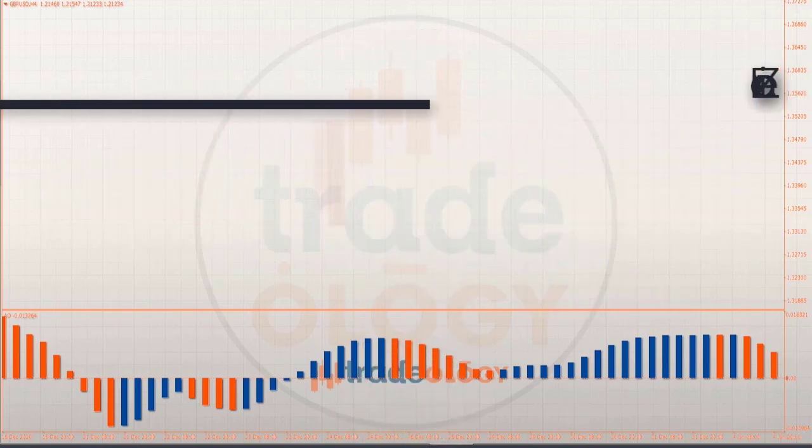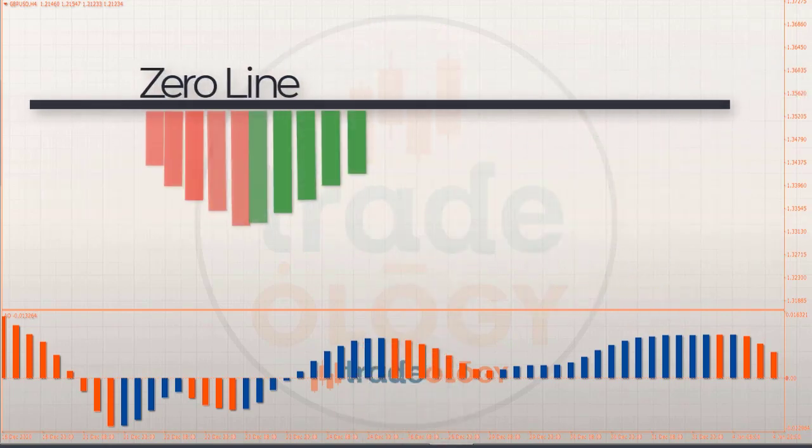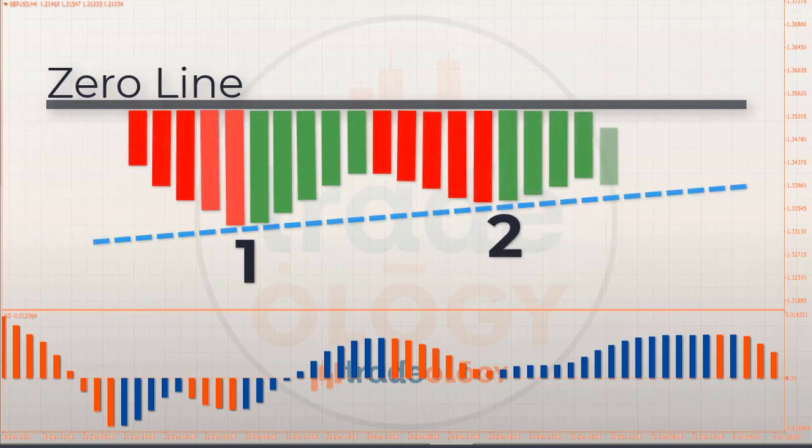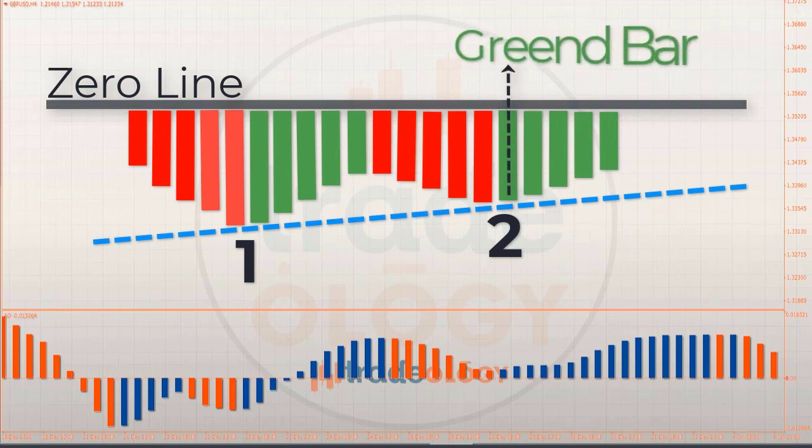Conversely, for a bullish Twin Peaks setup, 2 peaks should emerge below the zero line. The second peak should be higher than the first peak and followed by a blue bar. Importantly, the trough between the peaks must consistently remain below the zero line.